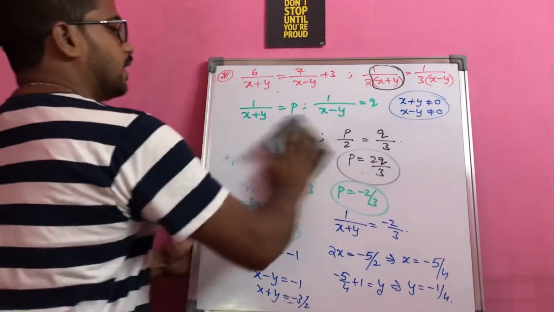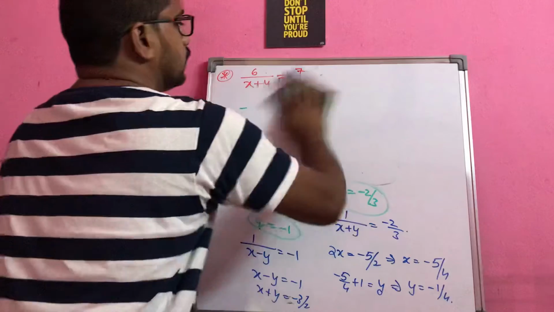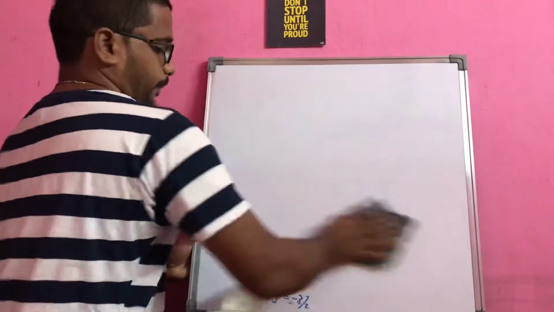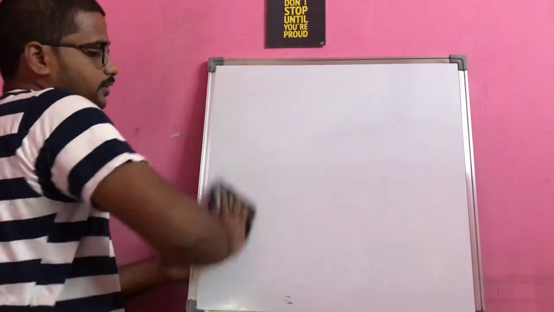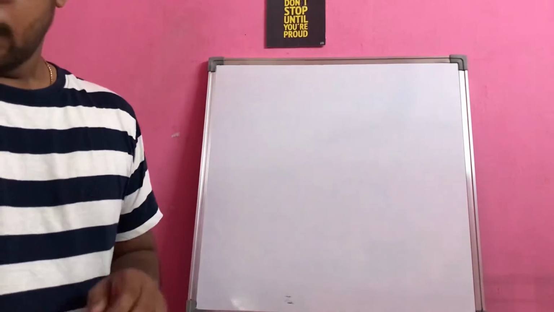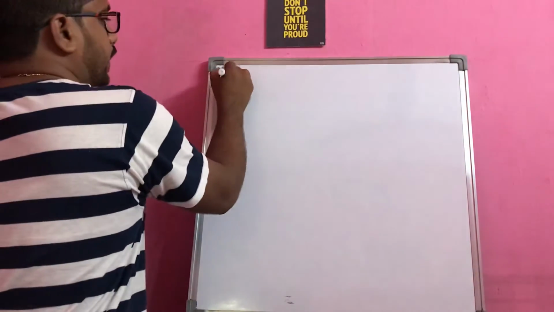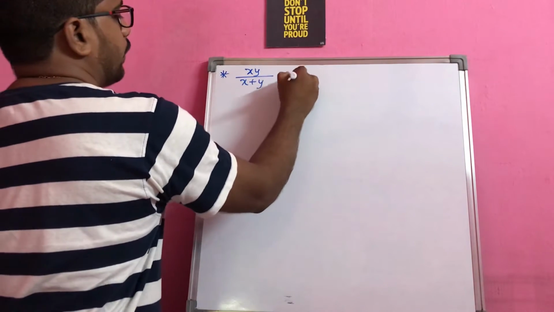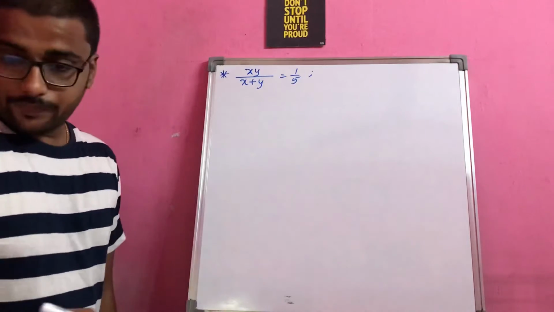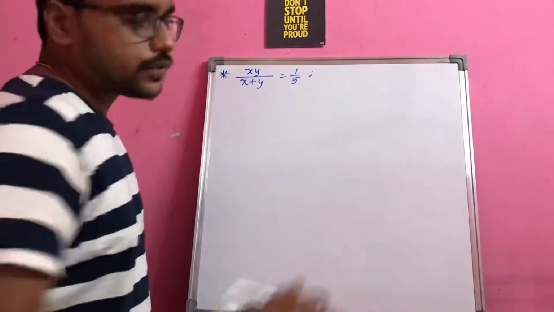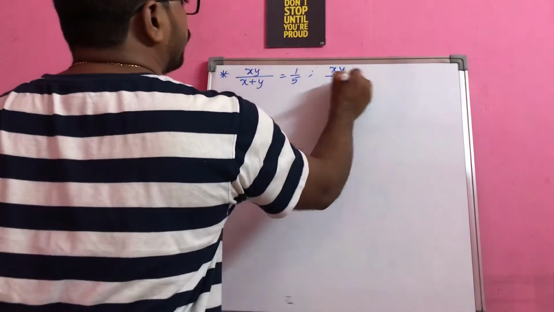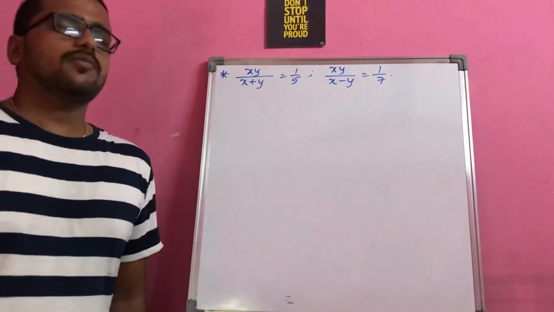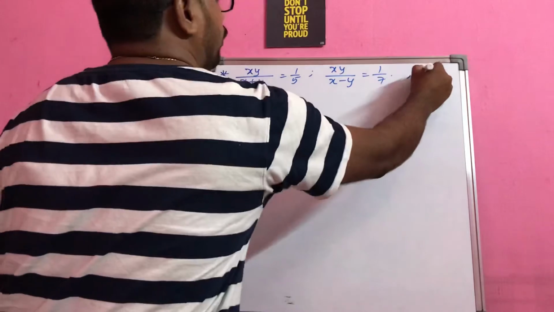Now let us see another question. Let's try to see this one now. Solve for x and y again. xy divided by x plus y is equal to 1 by 5 and xy divided by x minus y is equal to 1 by 7. Right? Obviously they will give you the condition here that x should not be equal to y.